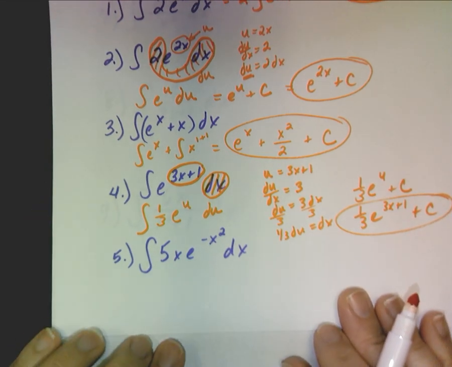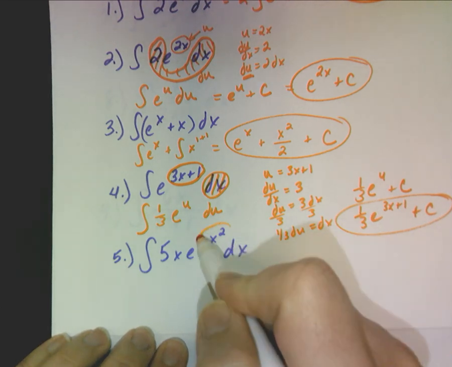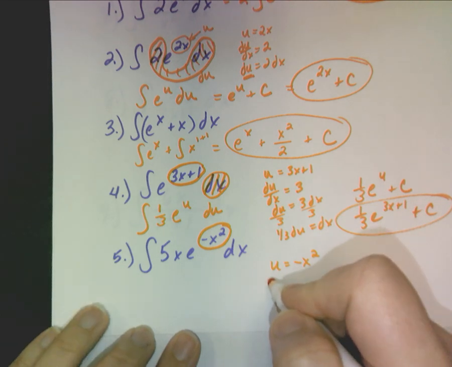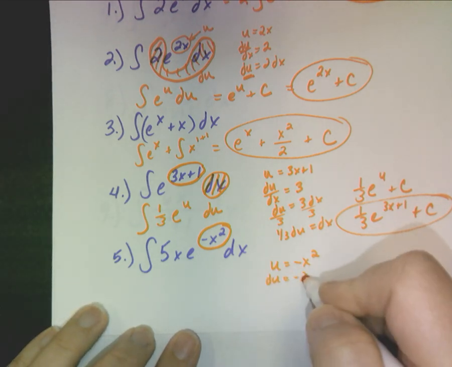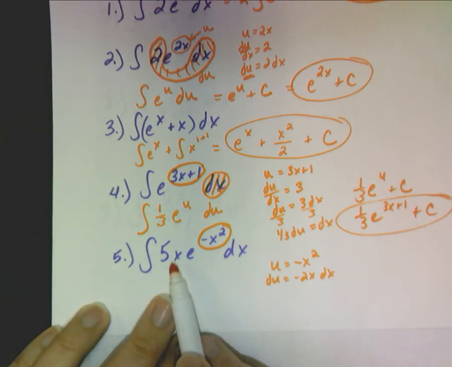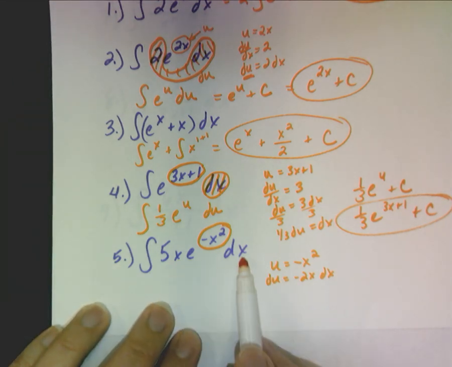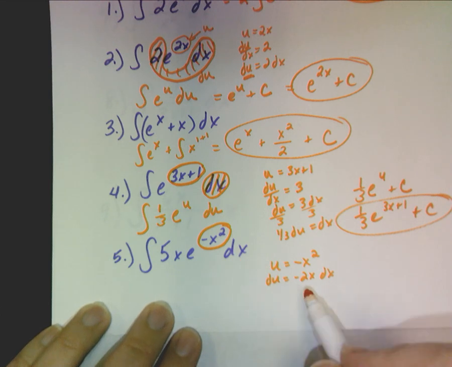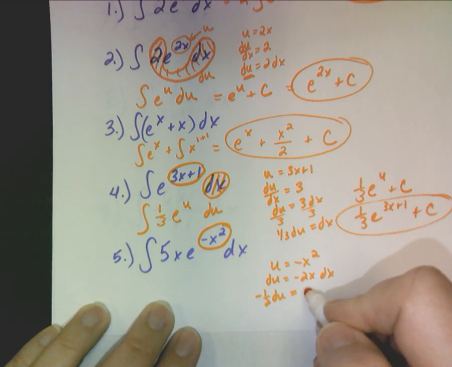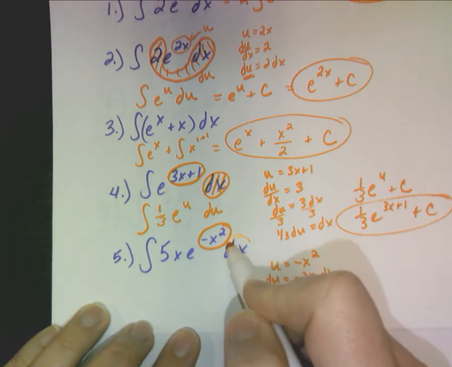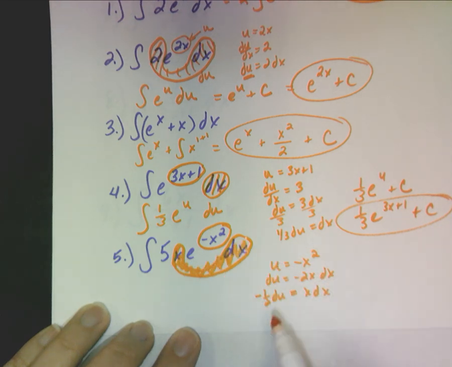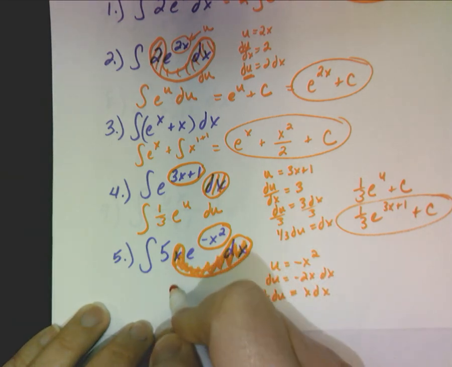Okay, let's try one more. This is definitely my u. Let's take a derivative: negative 2x dx. I do not have a negative 2, but I do have an x and I do have a dx. So let's bring that negative 2 out in front and divide. It'd be negative 1/2 du equals x dx. So this part right here, scratch it out, call it negative 1/2 du.